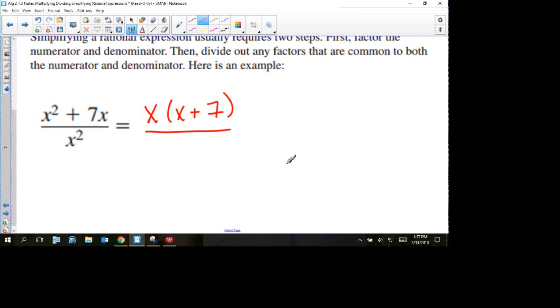On the bottom, how do you factor x squared? X times x. Was there something that factored out of the top and out of the bottom? So then you can reduce it by canceling that. So now we have x plus 7 over x.